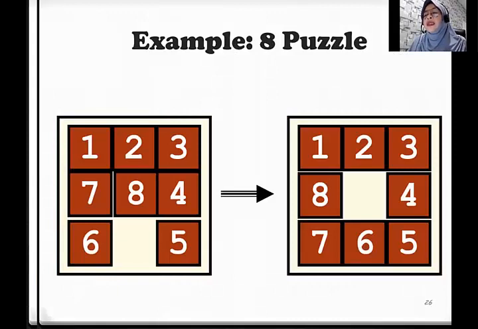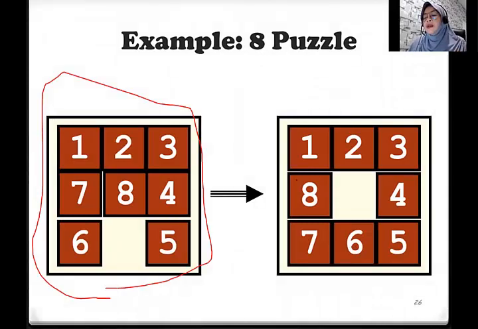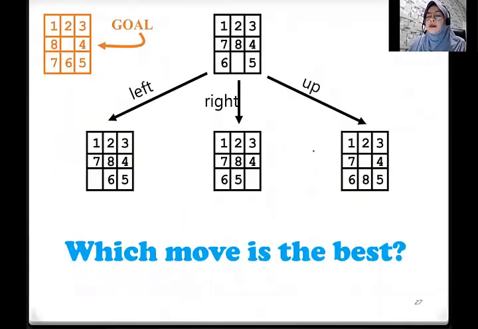Let's have a look at the example of the 8 puzzle. We want to reach this goal state. So how are we going to move from the current or initial state to the goal state? Which move is the best? Let's say this empty tile. How do we move it such that we get the goal state?